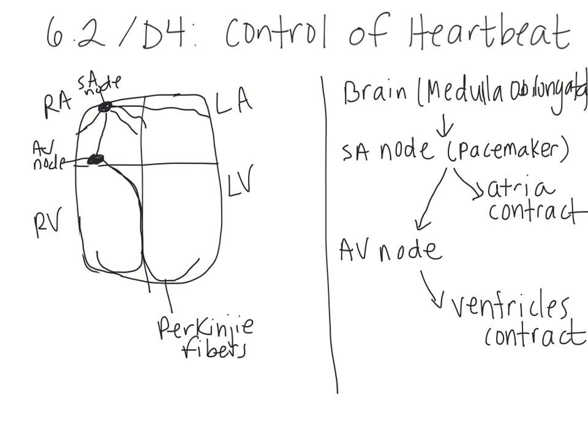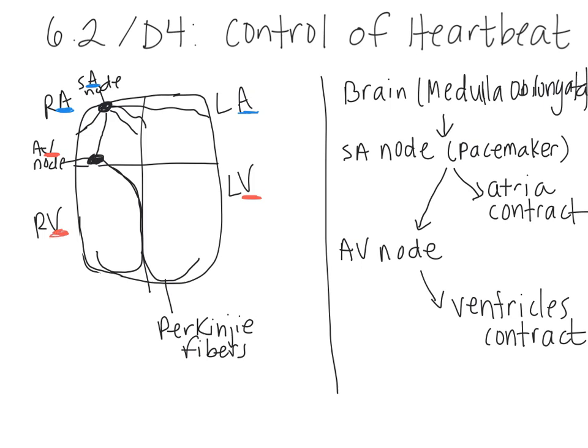So one more time, here's how your heartbeat is controlled. The medulla oblongata in the brain sends a signal to the pacemaker, or the SA node. The SA node makes the atria fire. I remember that by A for SA, A for atria. That SA node also passes along that impulse to the AV node. The AV node sends a signal to the ventricles along the Purkinje fibers and causes a ventricular contraction. So the second letter in each of the nodes tells you what contracts.